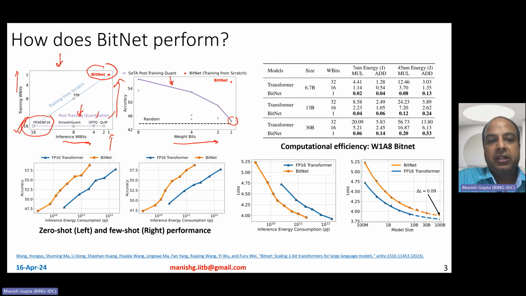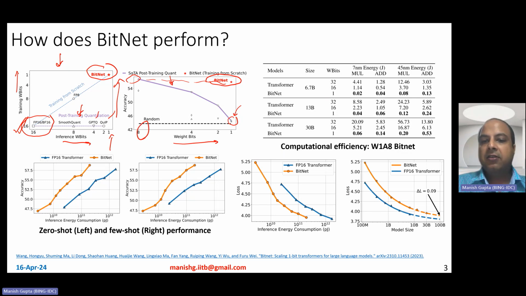Okay, so original accuracy might be something like 56, 57, but then at the end of it, if you look at the 1-bit quantized model, it'll basically be something like 45, 44, 45. On the other hand, BitNet really maintains that accuracy. Isn't that great? So BitNet basically, even at 1 bit, essentially you have almost the same accuracy as you would obtain from the state-of-the-art post-quantization model when you're using 8 bits in that sense.